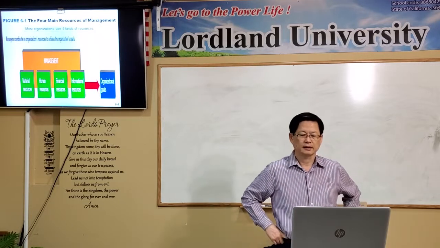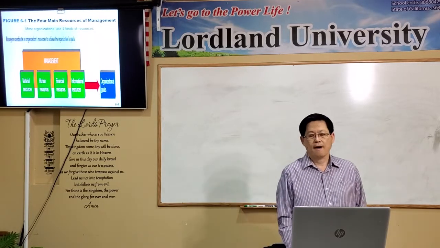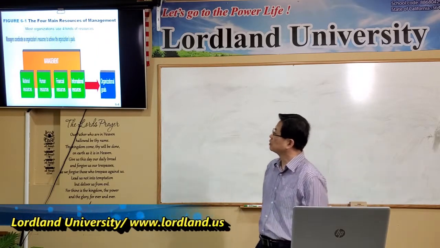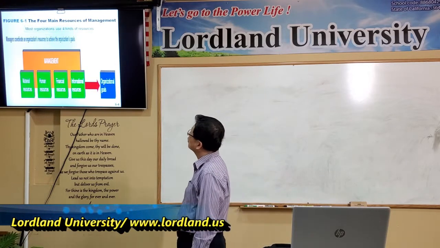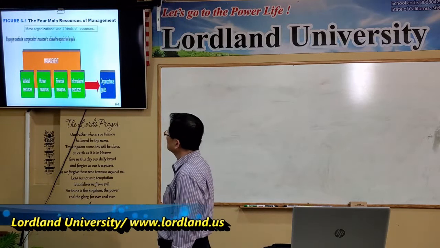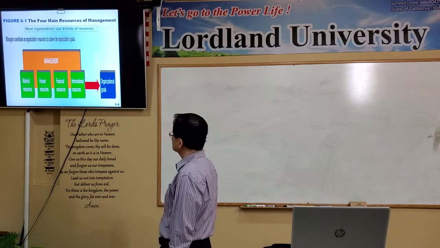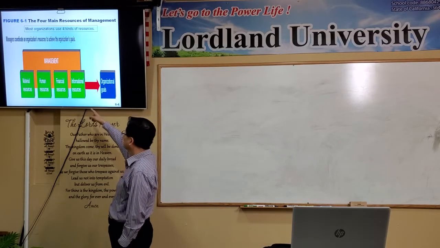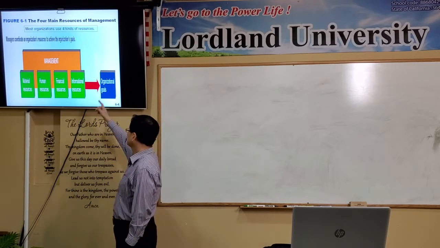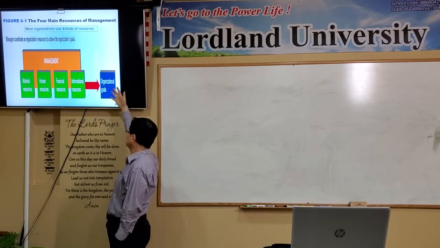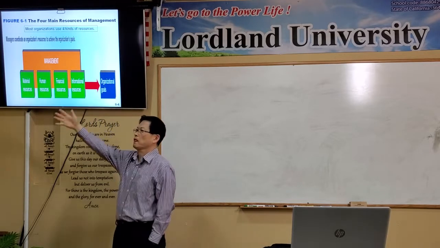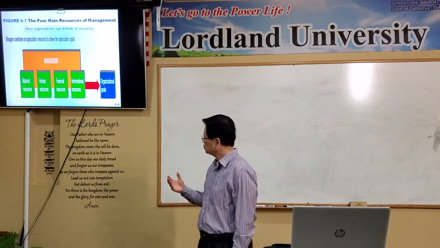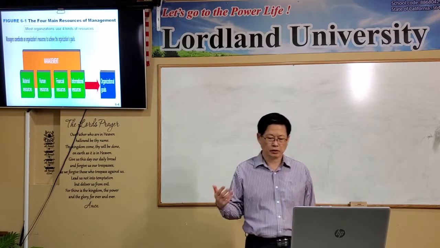Management coordinates the following four resources in order to achieve the organizational goal. The four resources are material resources, human resources, financial resources, informational resources. Coordinate these four resources in order to achieve the organizational goal. The organizational goal is to attain a profit, to achieve a profit.